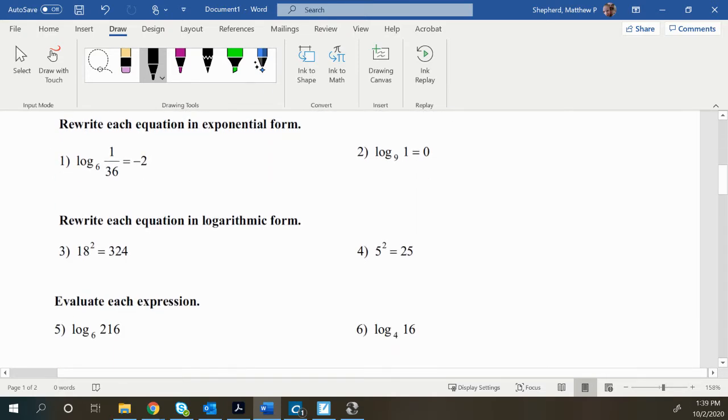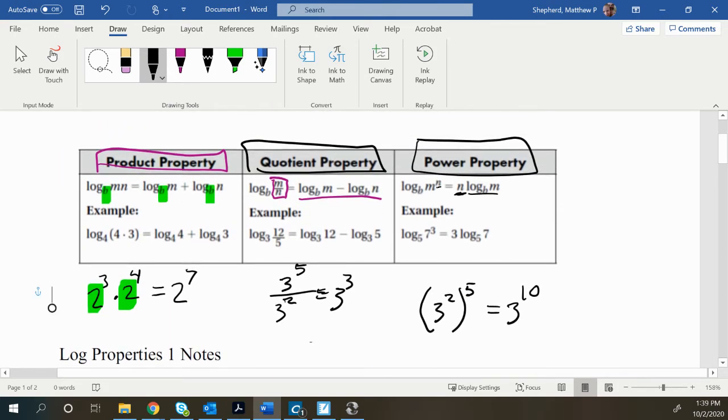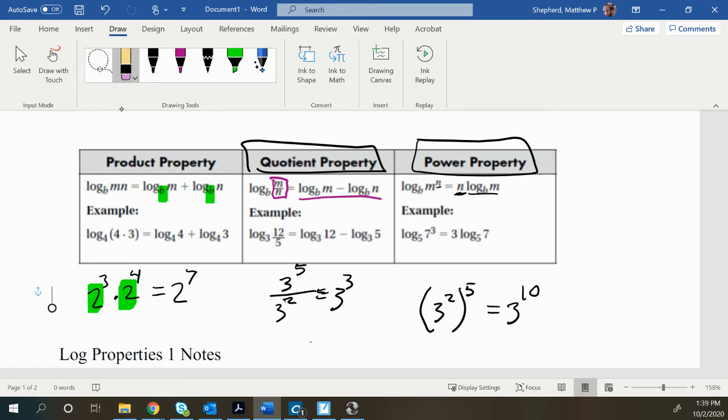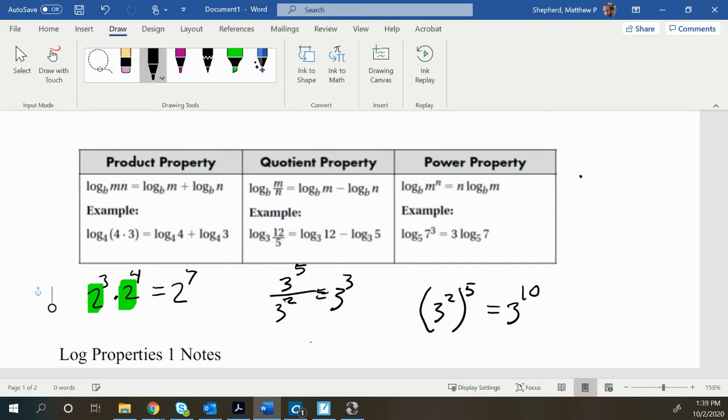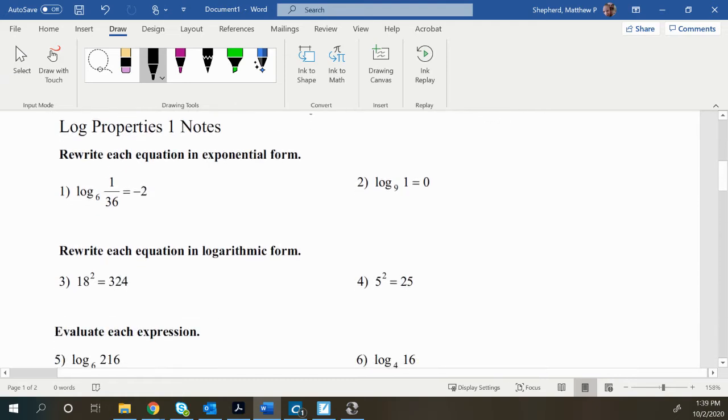So now let's use some of these properties. Make sure that you've got this table that I've drawn on written into your notes. It is important that you have that for reference, especially as I can't keep it on the screen while we go through some of these equations. So first, rewriting into exponential form and logarithmic form. I'll do a quick review of that. Go to the previous lesson if you'd like to see more.